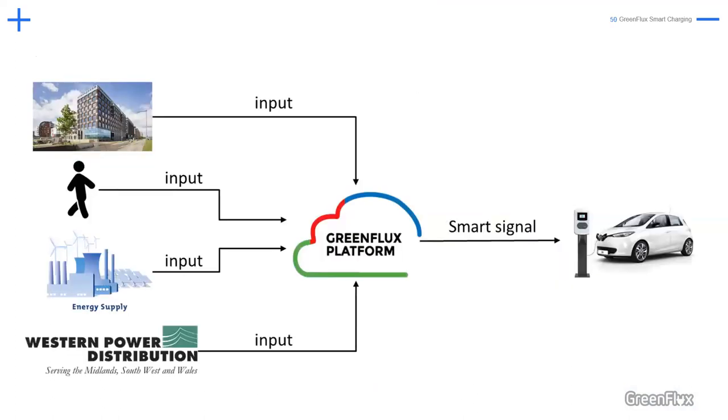And if we go back to these four reasons why you would do smart charging, which I started with, this is quite simple. So we take a building, we measure what's going on there, whether there's local production or what the building is doing, and we take that input. We take the user input via an app. The energy supplier input is, as I mentioned, via OSCP or OpenADR or a custom API. And the same goes for the grid operator.